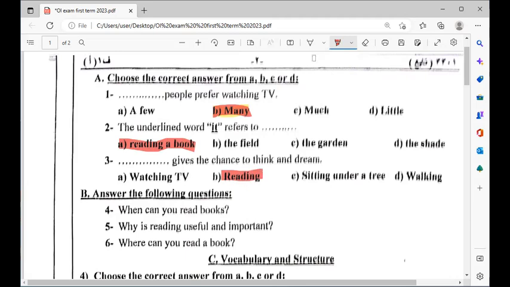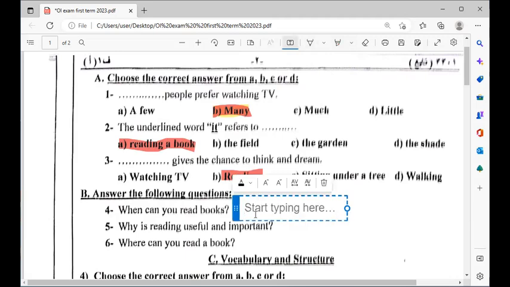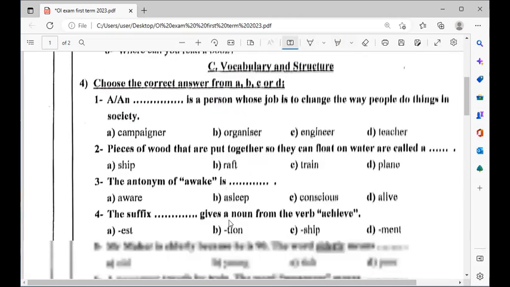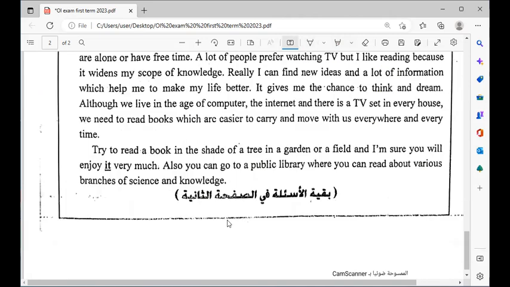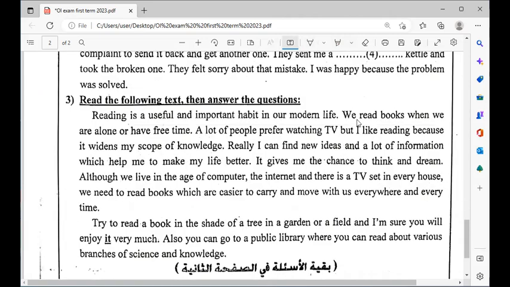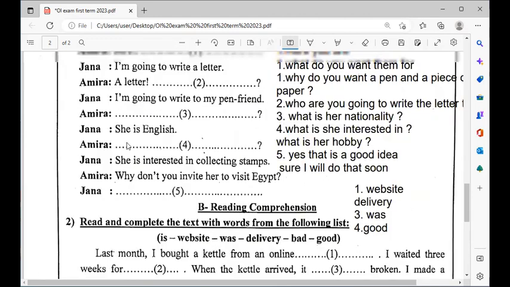Now to the WH questions. The first question: when can we read the books? If we return back to the text, we read books when we are alone or have free time.